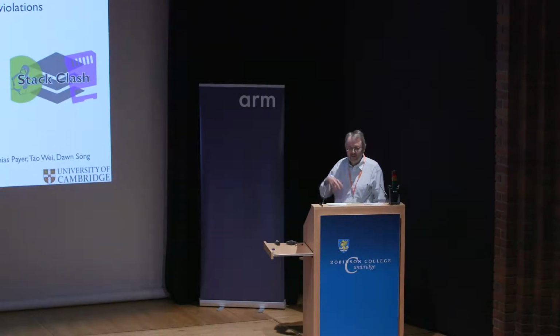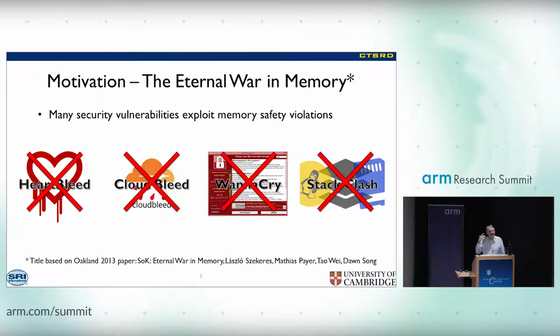The title's really motivated in part by a very good paper, The Eternal War in Memory. This paper and other works have identified that a large number of security vulnerabilities are all down to memory safety violations. They're not down to problems in the crypto or problems in cryptographic protocols. It's actually bugs in memory safety. And that's what I'm going to show you today: how to develop computer architecture and associated software techniques to eradicate these bugs. And these are pretty nasty bugs.